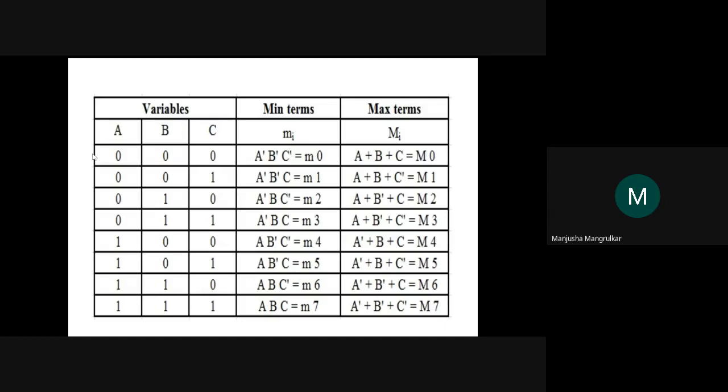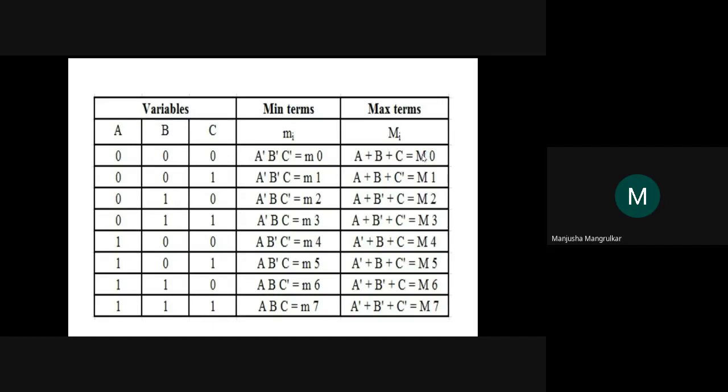Sum of product, this is the common slide for the sum of product and product of sum. It is a three variable, 0, 0, 0. In min term, it is a complement, b complement, c complement. 0 acts as a complement in min term. In max term, 0 acts as only a. 0 will not act as a complement, but in max term it represents a ORing with b ORing with c. We can say a plus b plus c, right? It is denoted by capital M.